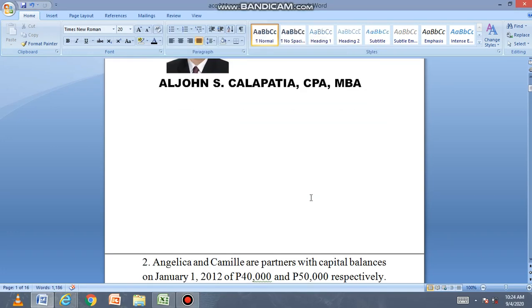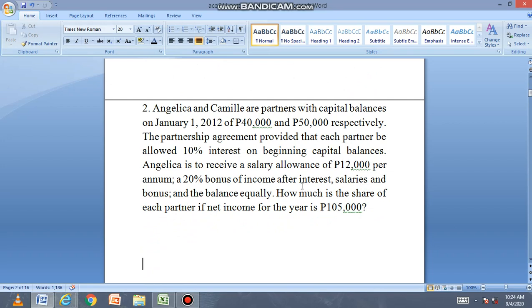Let's solve problem number two. Angelica and Camille are partners with capital balances on January 1, 2012 of 40,000 and 50,000 respectively. The partnership agreement provided that each partner be allowed 10% interest on beginning capital balances. Angelica is to receive a salary allowance of 12,000 per annum, 20% bonus of income after interest, salaries, and bonus, and the balance equally. How much is the share of each partner if net income for the year is 105,000?